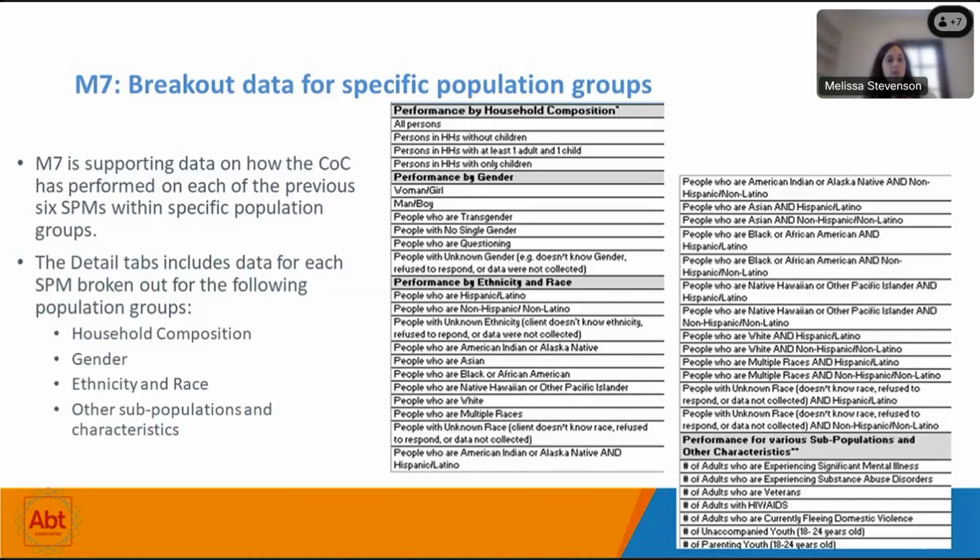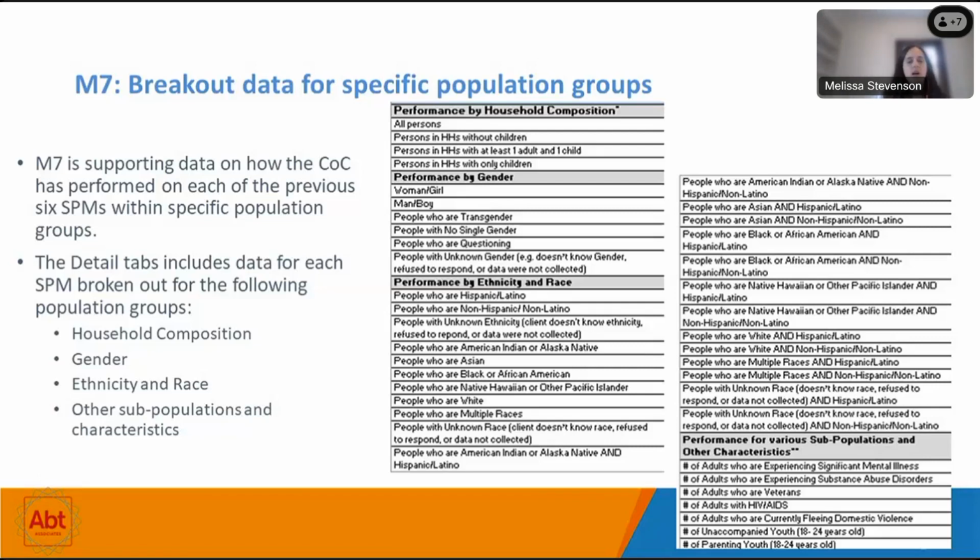And that is supporting data on how the CoC has performed on each of the previous 6 SPMs, but then it breaks those numbers out for each SPM for specific population groups. So those groups include household composition. So that would be households with children, without children, or with only children.